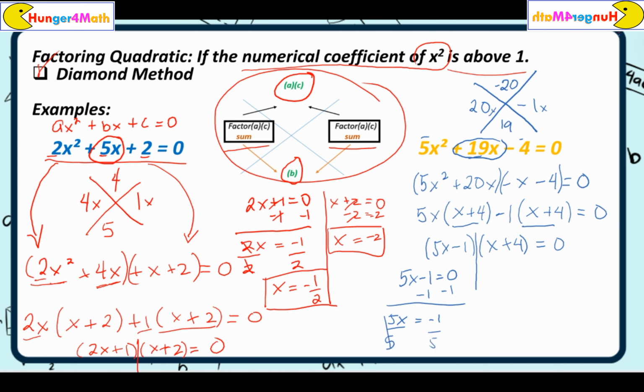So the first value of x is 1 over 5. Next we have x plus 4 is equal to 0. So subtract 4 from both sides. That will be x, this will become 0, is equal to -4. So here are the values of x, which are 1 over 5 and -4.